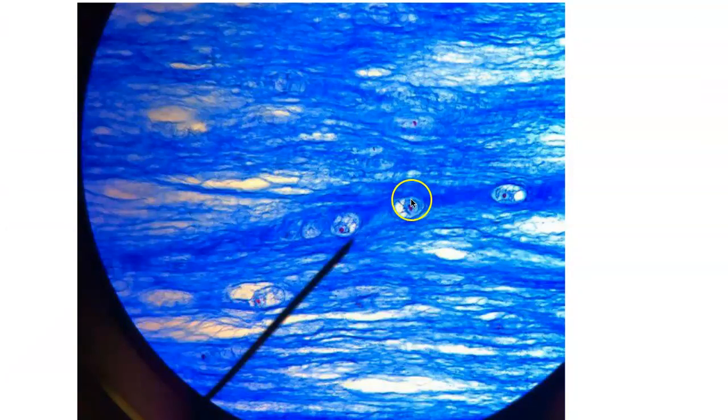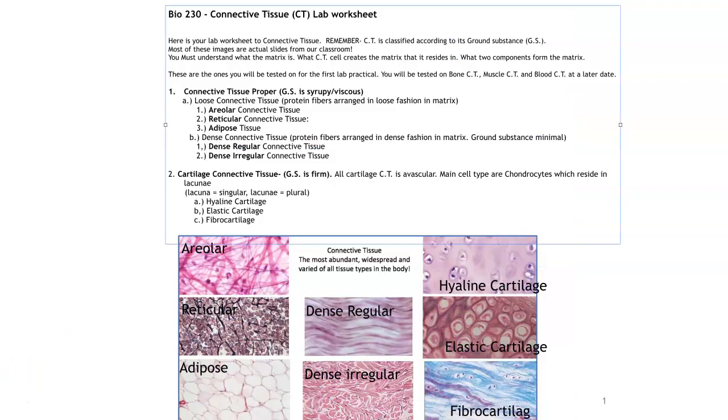Here we see lacunae surrounding our chondrocyte. They're kind of in rows here. And this matrix is filled with collagen. This is fibrocartilage. So we're done with our cartilage connective tissue.